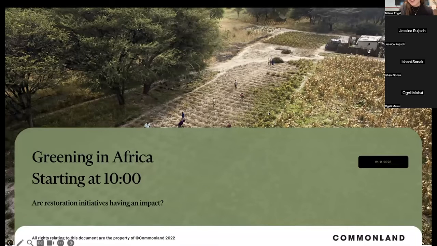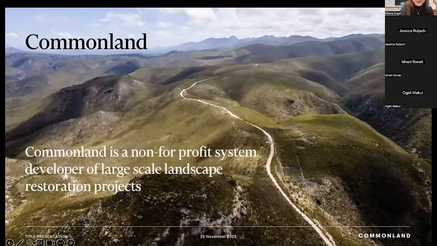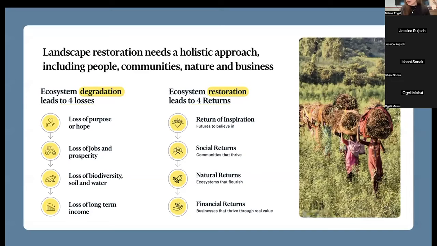So, greening in Africa, or regreening Africa, we use both of these titles for this event. For those who don't know, Commonland is a Dutch-based NGO that does large-scale holistic landscape restoration worldwide. The approach that we use for our landscape restoration work is called the 4 returns approach, which focuses on ensuring that landscape restoration work provides returns in the form of inspiration, community, nature, and sustainable economy.